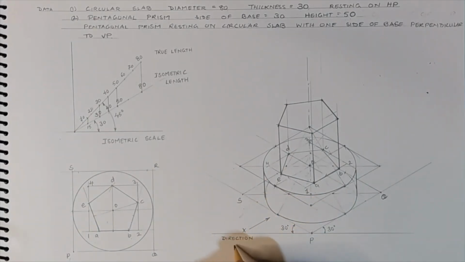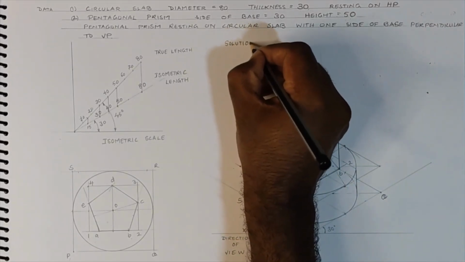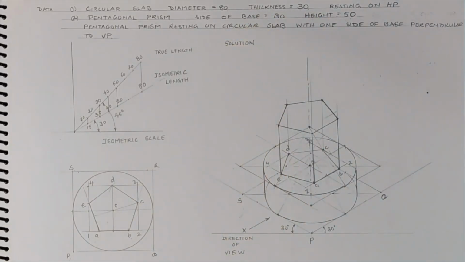I complete the projection by drawing the direction of view from the front. So remember, one of the edges of the pentagon is perpendicular to VP, hence the direction of view is kept such that one of the edges is perpendicular to the direction of view. This is the required solution.